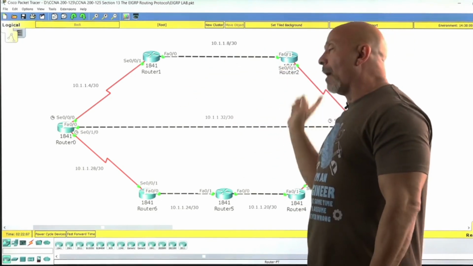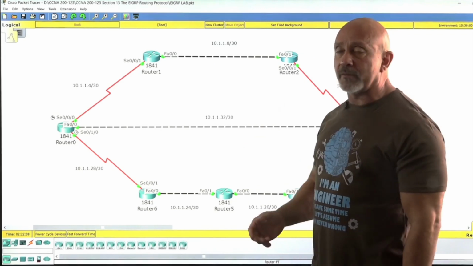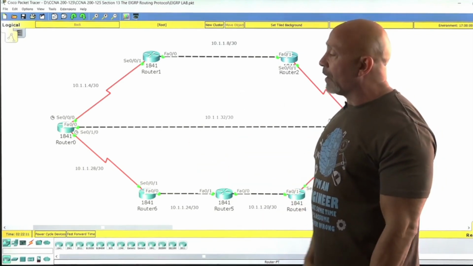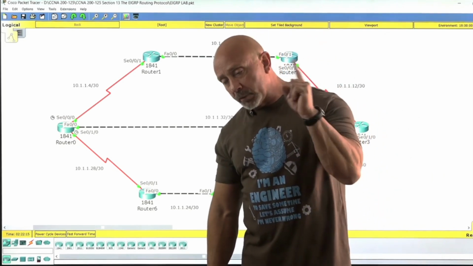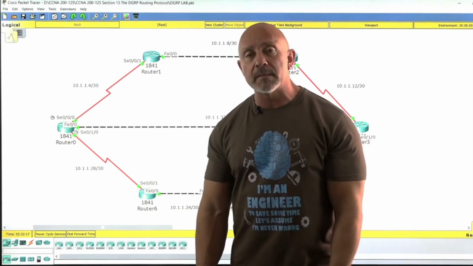Very simple. A lot of routers, a little redundant. It gets redundant after a while, but everything was working just fine. Now we start getting to other things, but once we get there, we'll learn them. See you next.